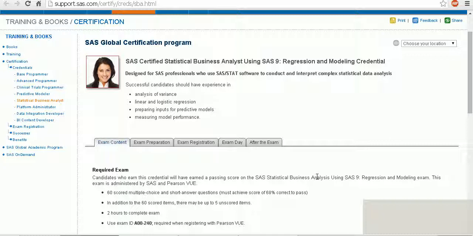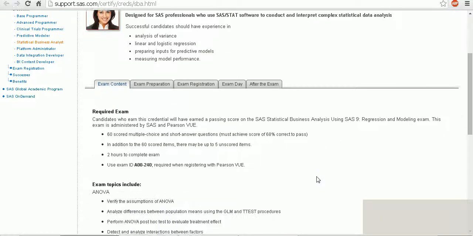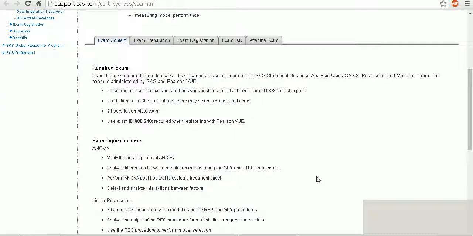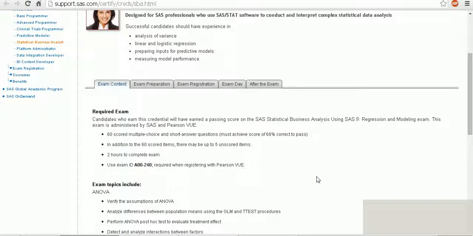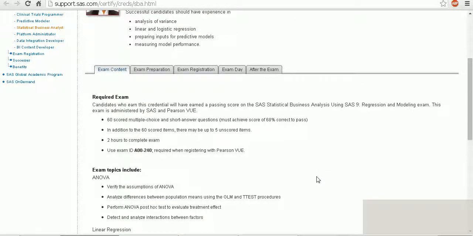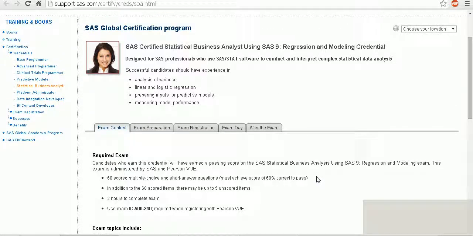The linear and the logistic regression are intuitively the same as somebody would have studied in the CFFRM or those easier courses. The preparing inputs for predictive model is something new, and model performance is also something interesting. So before we delve more into what they have given here, let's talk a little bit about these four topics.